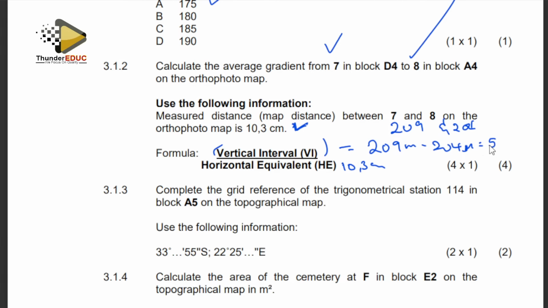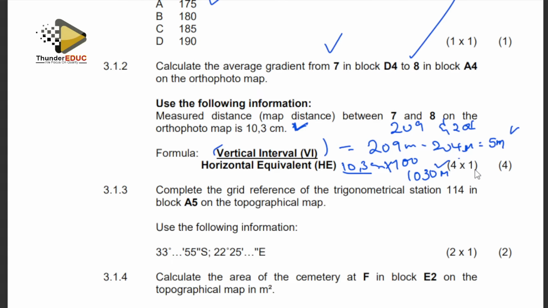What is the answer here? It is 5 meters. So the difference between the two heights above sea level is 5 meters. But the distance between those two places which they have measured for us is 10,3. However, when you check here, this is in meters, this one is in centimeters. So we must change this to look like that. What do we do? We multiply by 100. So it becomes 1030 meters.